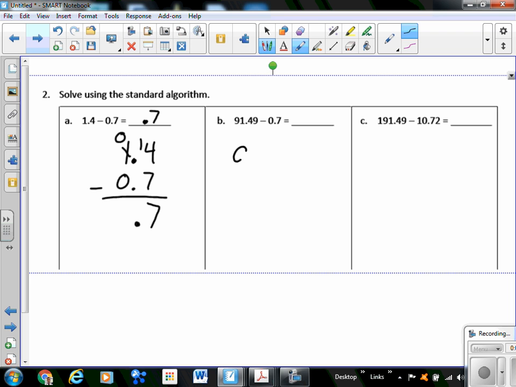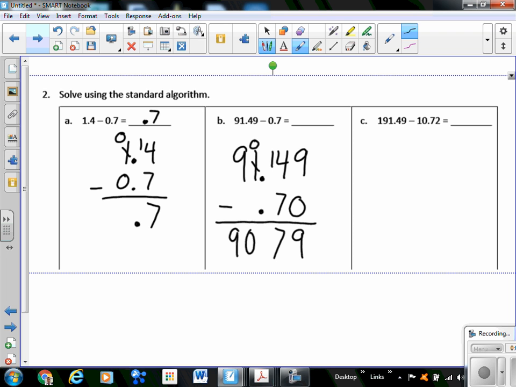Next one, we've got 91 and 49/100, and we're going to take away 7/10. Don't forget to add a 0 in there. Subtract 9 minus 0 is 9. Need to borrow. That becomes a 14. Take away 7 is 7. 0 minus 0 is 0. 9 minus nothing is 9. Decimal point comes down. 90 decimal point 7/9.